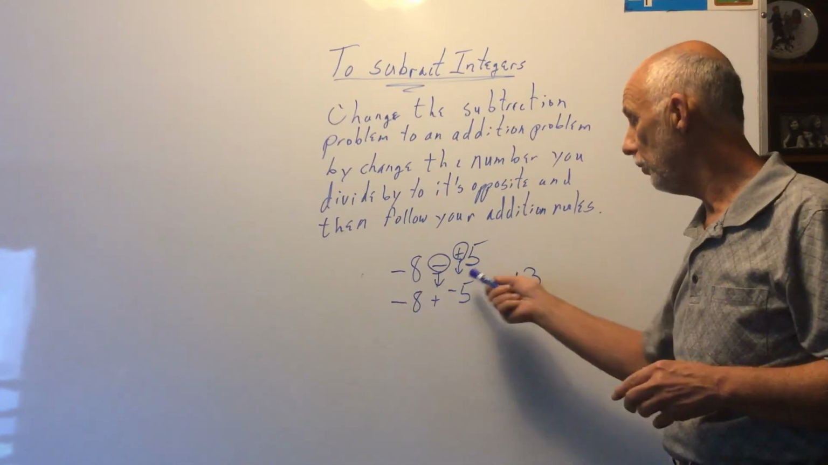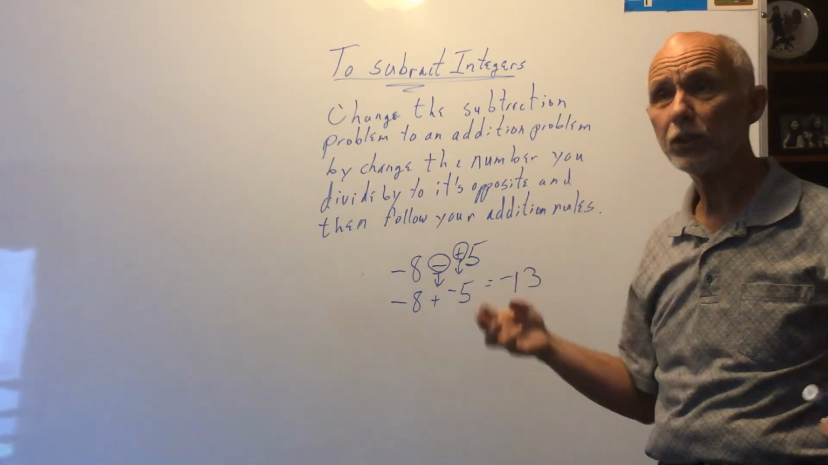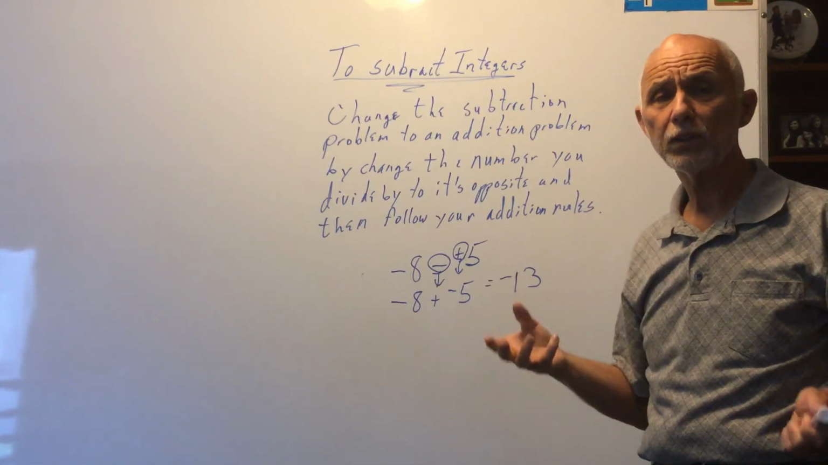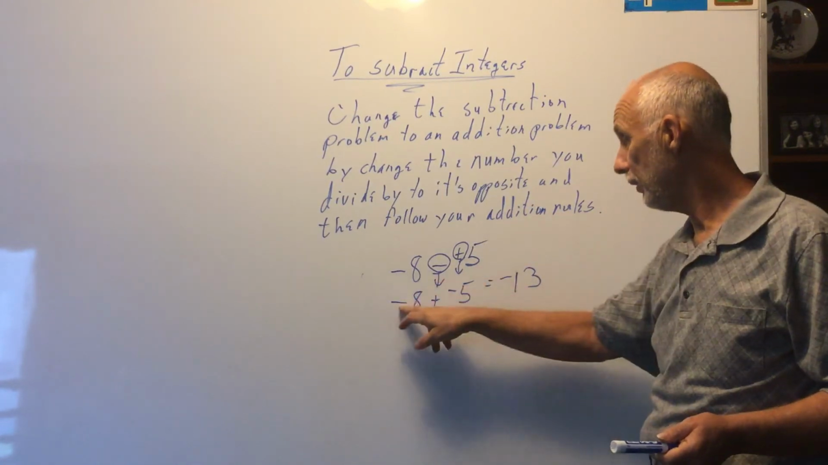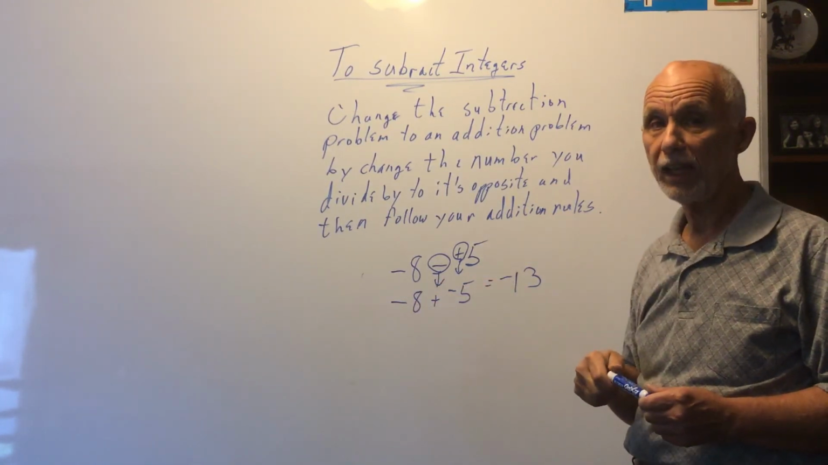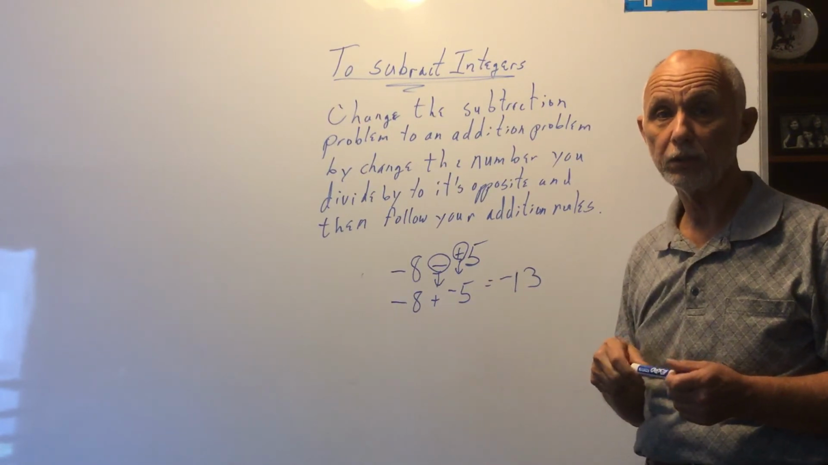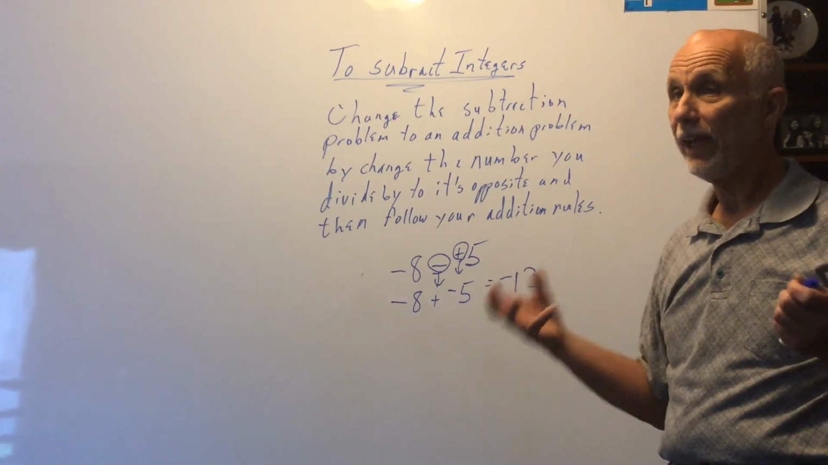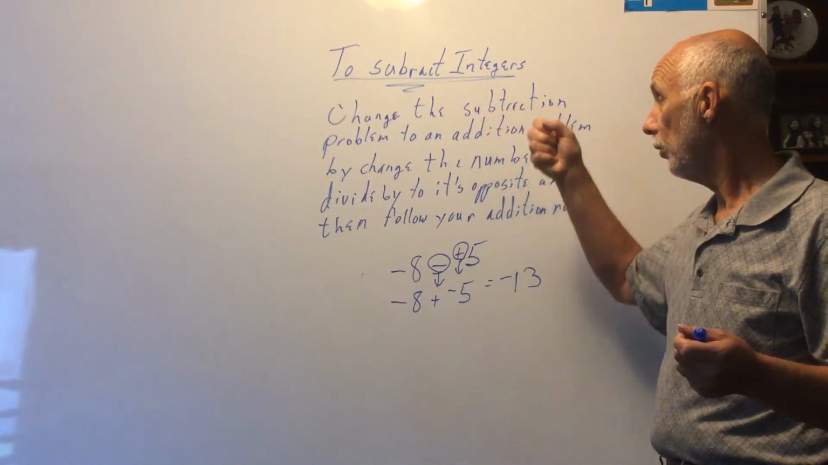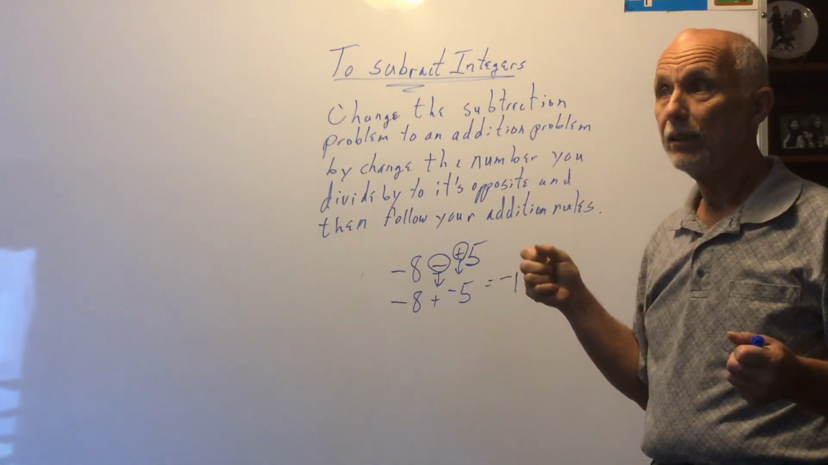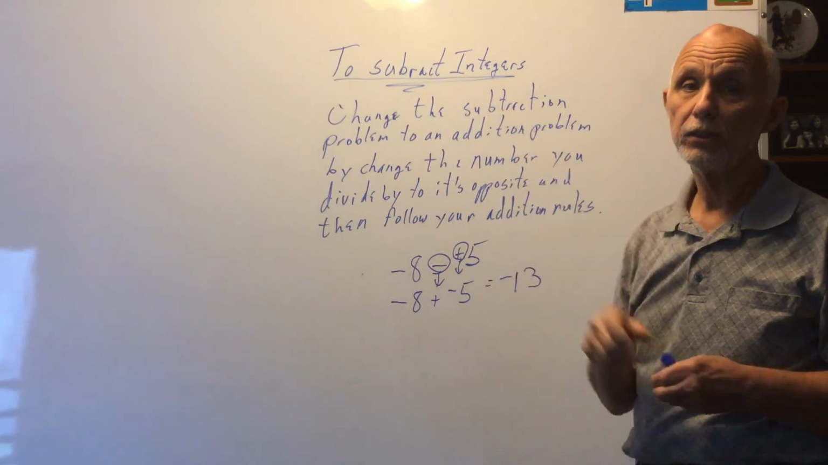So again, you do add half the time and you subtract half the time. And you go, but Mr. Adu, how will I know whether to add or subtract? Follow your addition rules. If you wind up with the same signs, add and bring down the sign. If you wind up with different signs, subtract and take the sign of the larger amount. And again, about half the time you change subtraction to addition so that you can add, but half the time you change it so you can subtract.